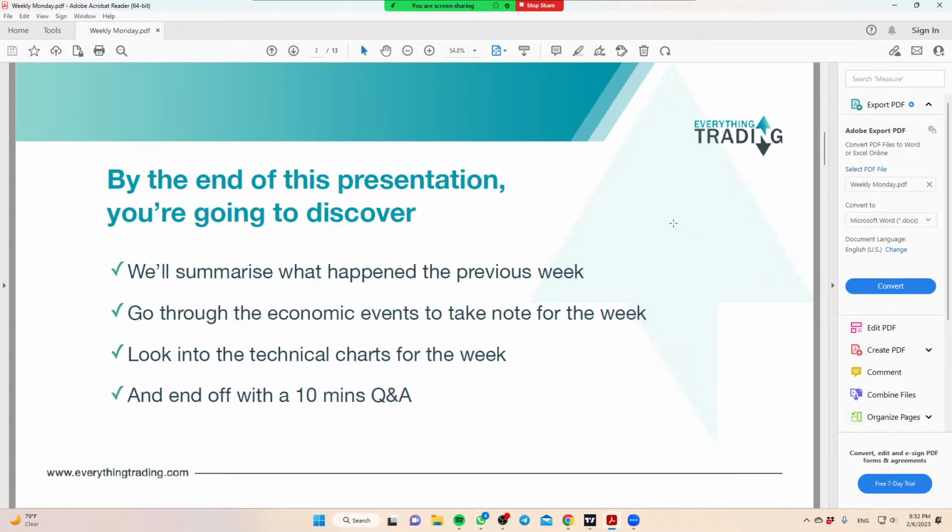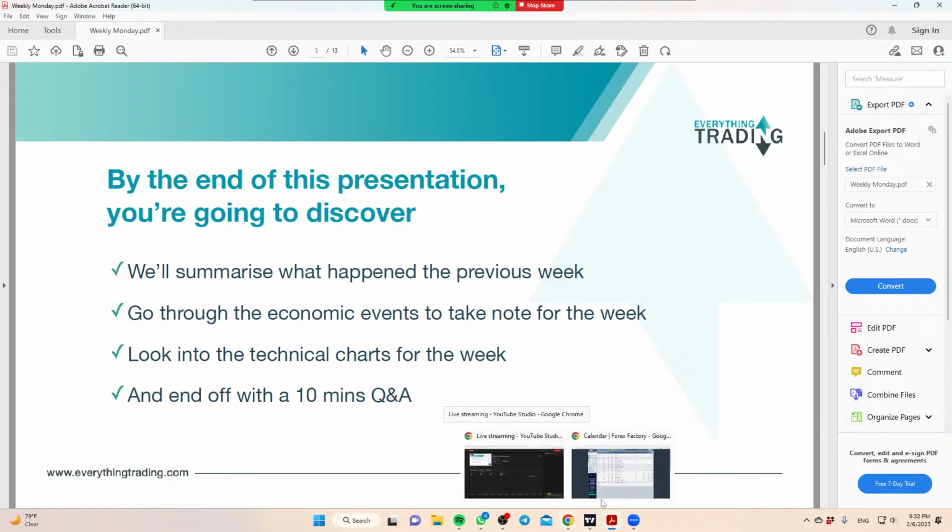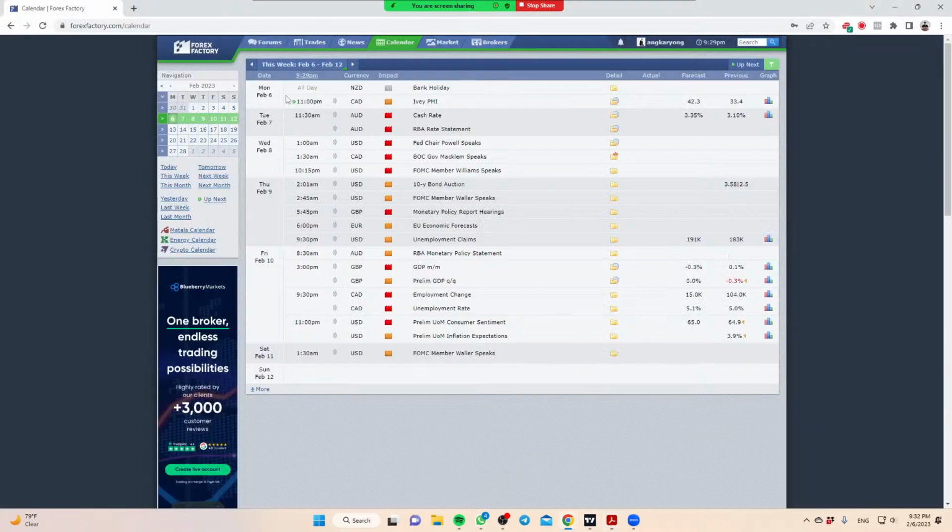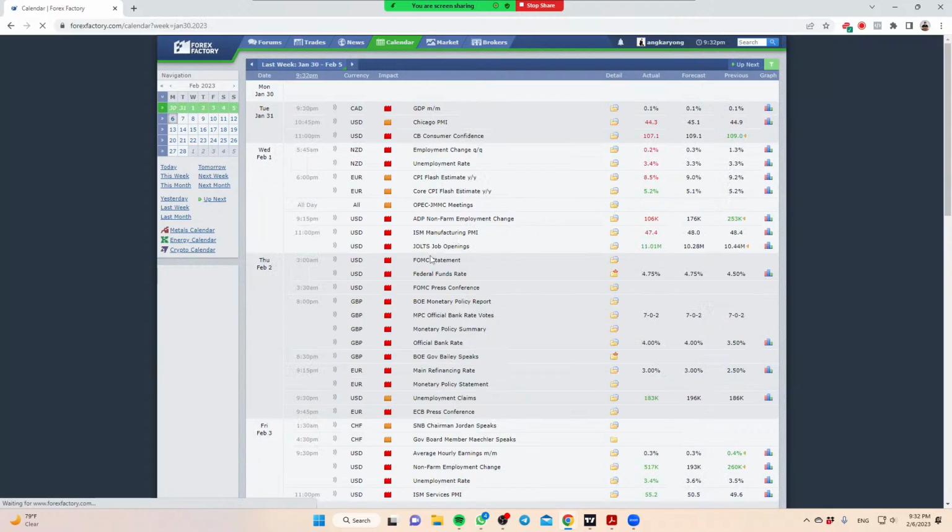So as I mentioned, every week on Monday we run this structure. We'll summarize what has happened in the previous week, go through the economic events to take note of for the current week, look into the charts, and then end off with a Q&A segment. So let's jump into the calendar and take a look at what has happened in the previous week.